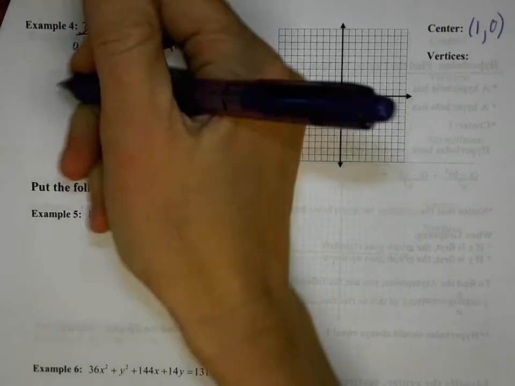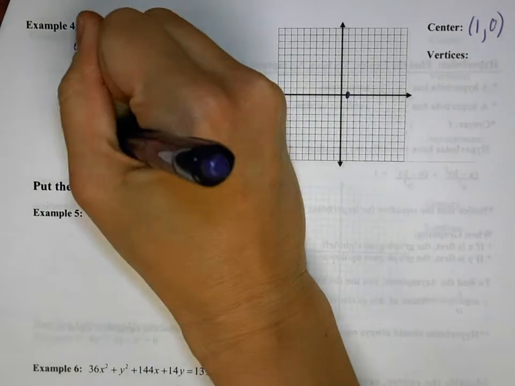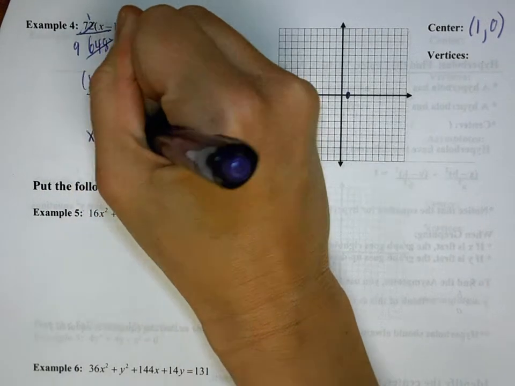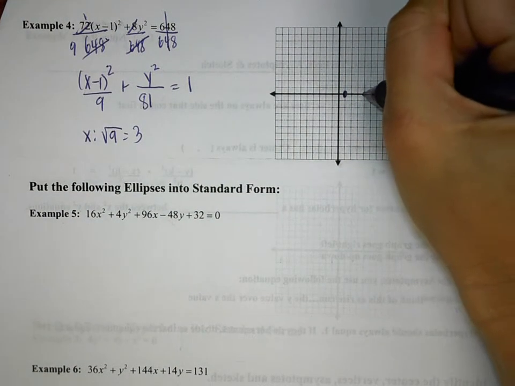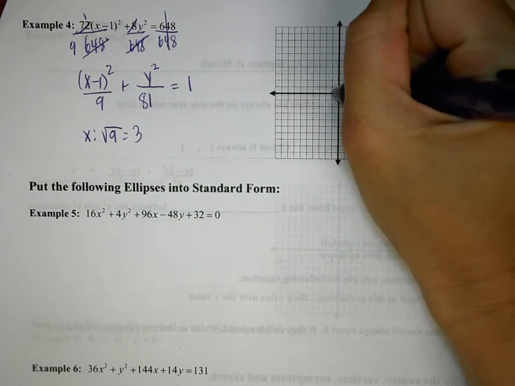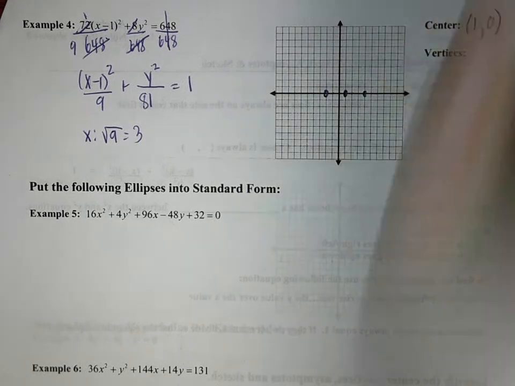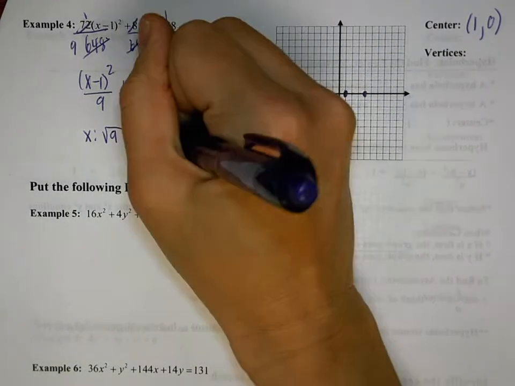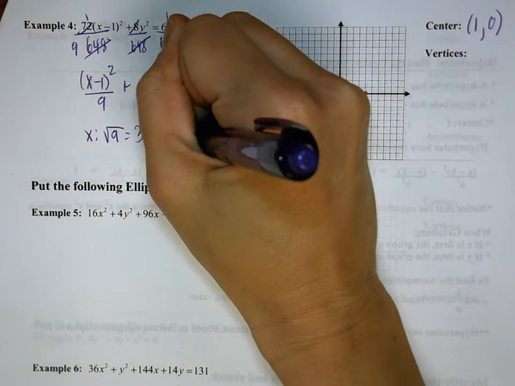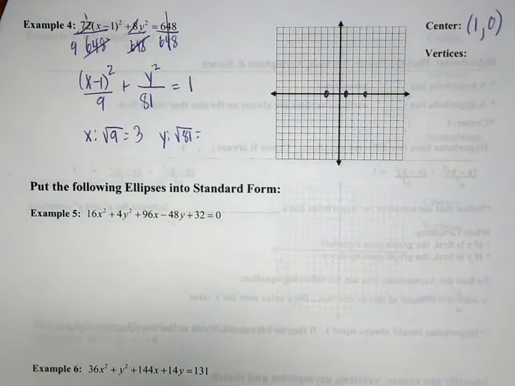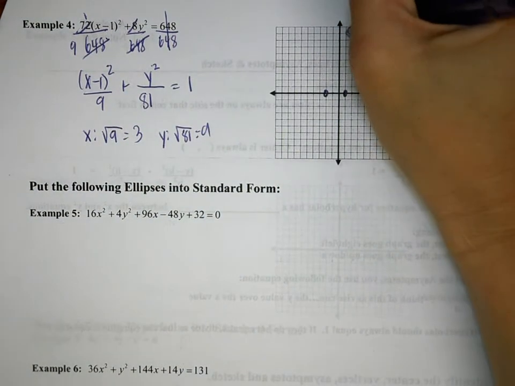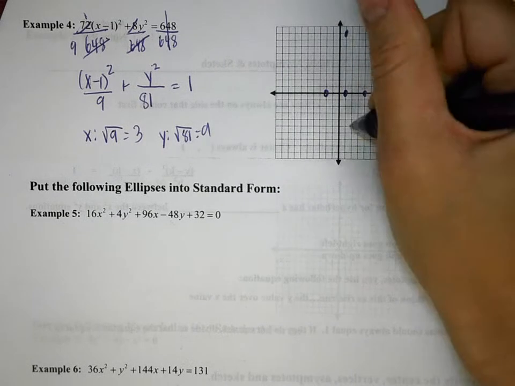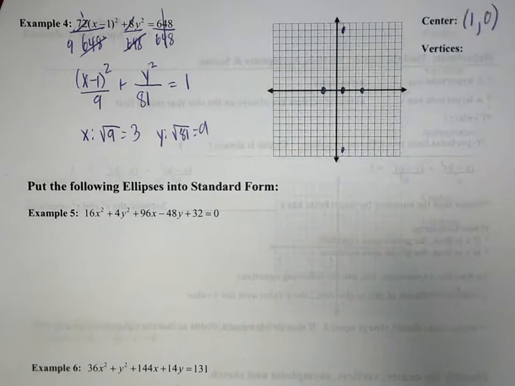How far will I go on the x-axis? Good, the square root of 9 is 3. So from this point, I'm going right 1, 2, 3, and I'm going left 1, 2, 3. On my y-axis, I'm going the square root of 81, which is 9. So I'm going up and down 9. The whole thing has 10, so I know I'm just going to go 1 from the top and 1 from the bottom. And then we can draw our ellipse.